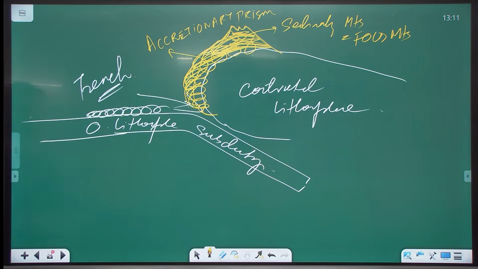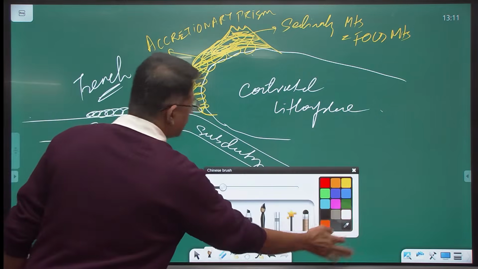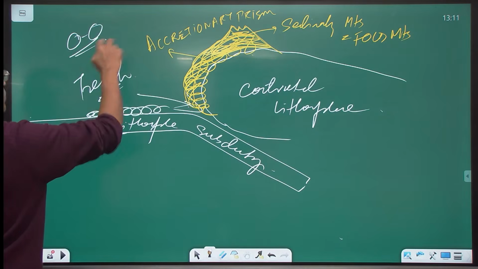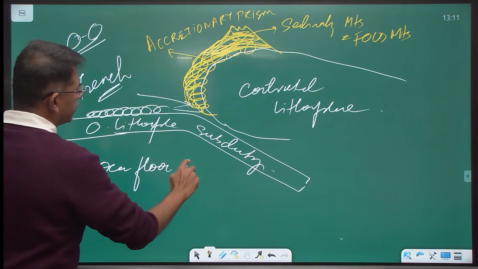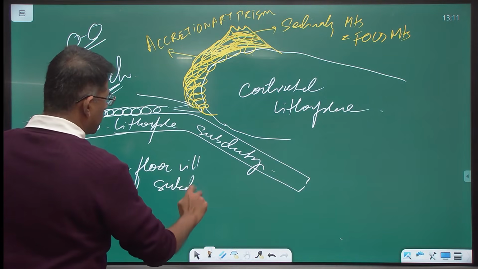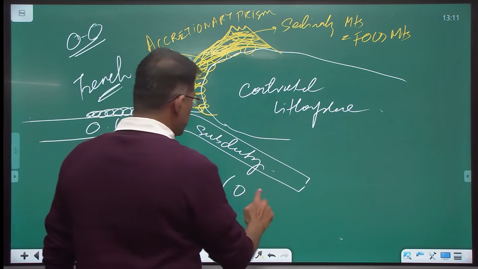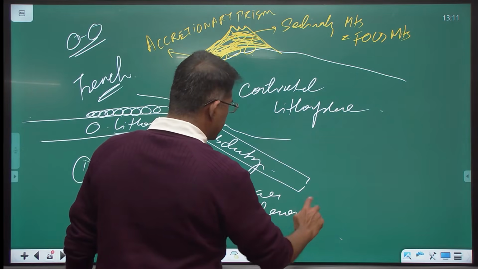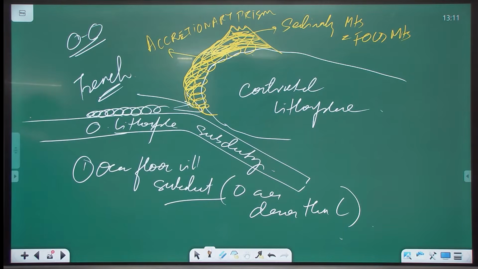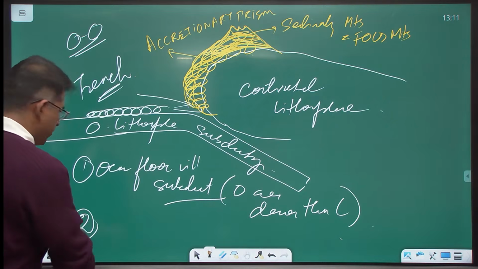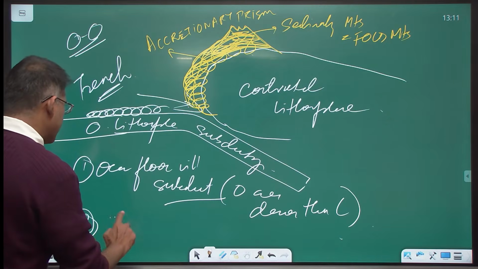Okay? So what happens in OC collision? Let me summarize quickly. Number one, the ocean floor will subduct. The continent will never, because the oceans are denser than the continents. The ocean floor will subduct, not the continents, because the ocean floors are denser than the continents. Okay? Trench formation.